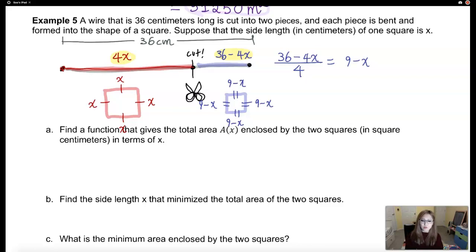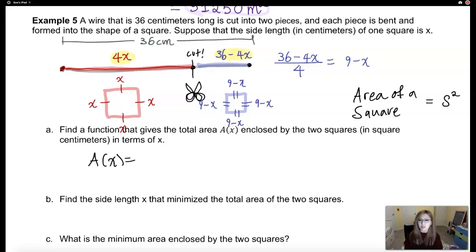What is the area of the red one? A of x equals. Let me give you a little geometry review over here. Area of a square is equal to side squared. Why? Because it's x times x. We multiply the length times width. So if I look at the red square, where the side is x, the area is going to be x times x, therefore x squared.